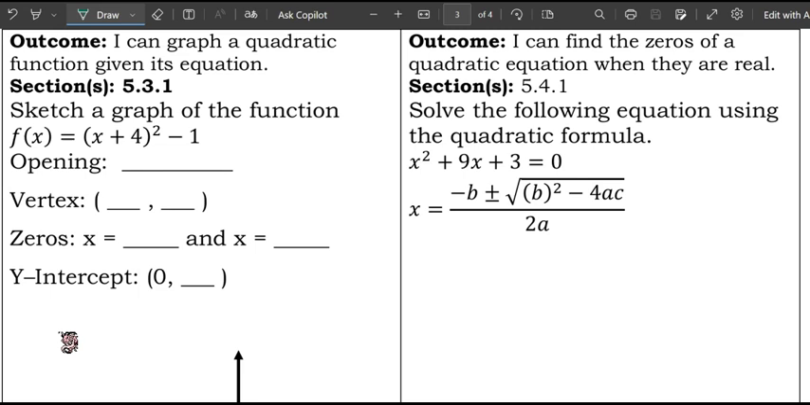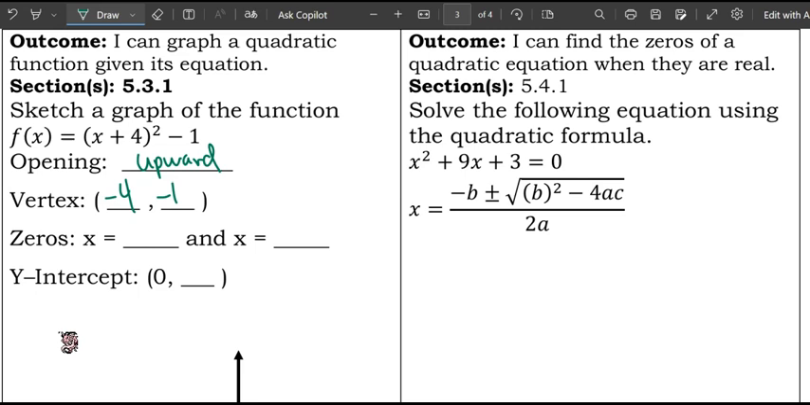Outcome: I could graph a quadratic function given its equation. Refer back to section 5.3.1. Sketch a graph of the function f(x) equals (x plus 4) squared minus 1. It has a positive a value, so it's going to open upward. The vertex (h, k) would be the opposite of the inside, so (negative 4, negative 1).